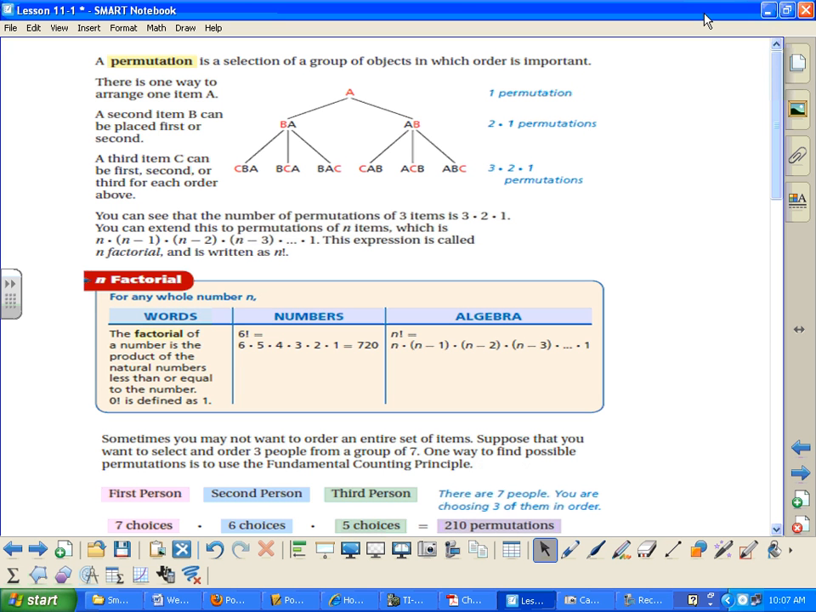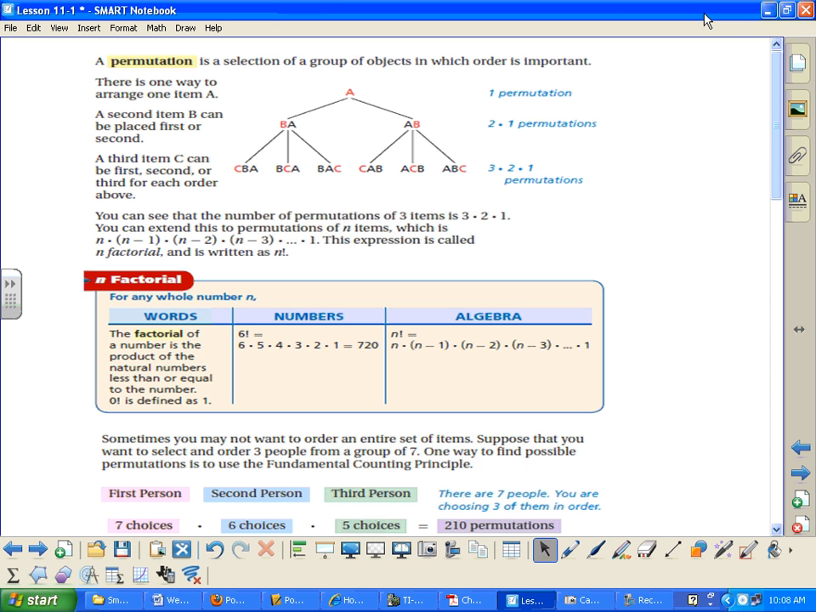Okay, a permutation is a selection of a group of objects in which order is important. So we're going to talk about permutation now, and then we're going to talk about a combination. Permutation, order matters, or order is important. With a combination, order does not matter. And so the difference between them gets a little tricky sometimes.